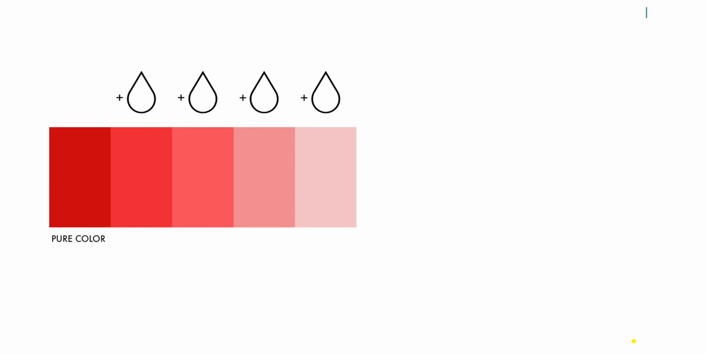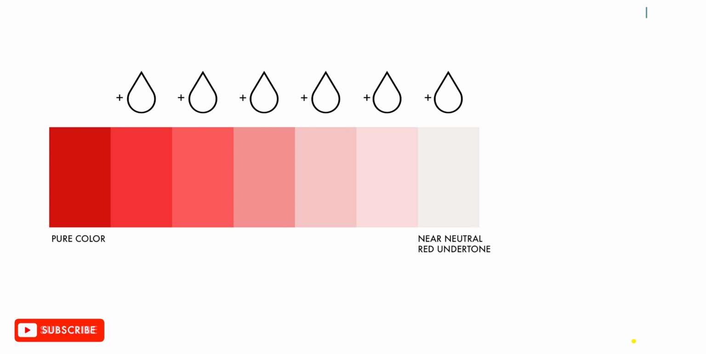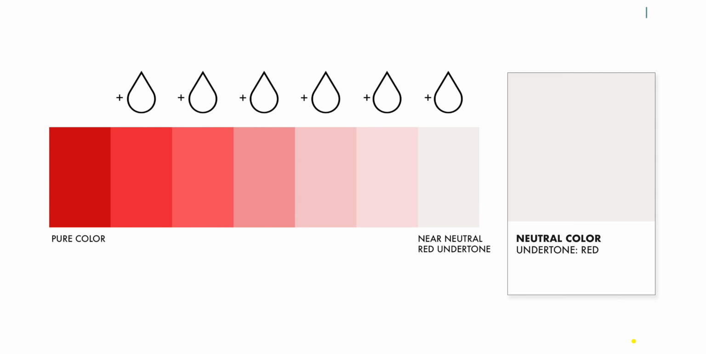For example, if we add white to a primary color like red, the color will begin to desaturate. This combination will reach a point where the red tone mixes with so much white that it will practically lose its chromatic content. The red becomes what we know as a neutral tone.